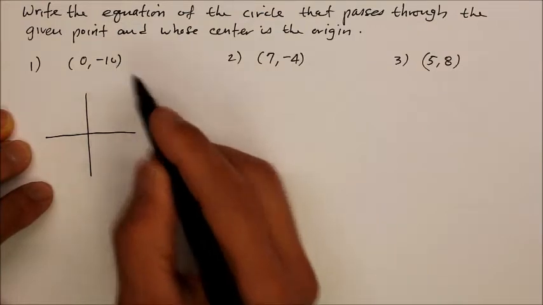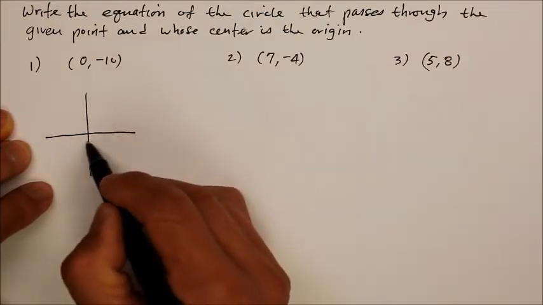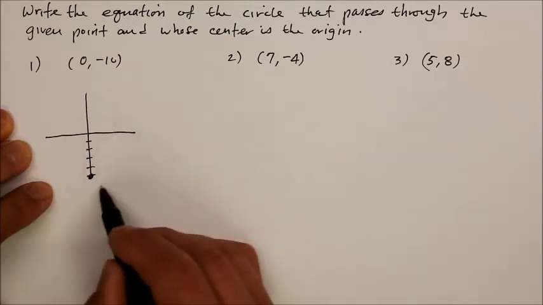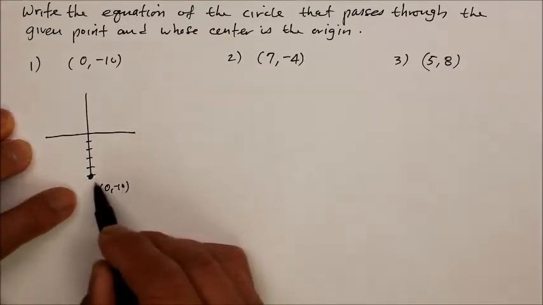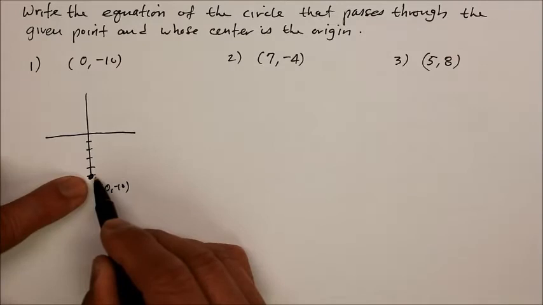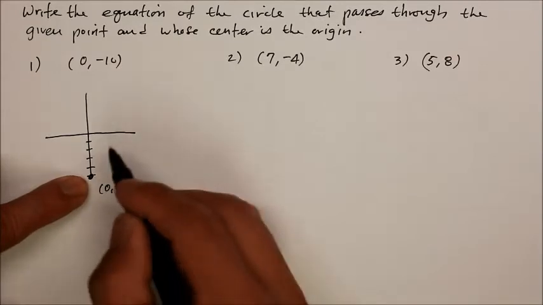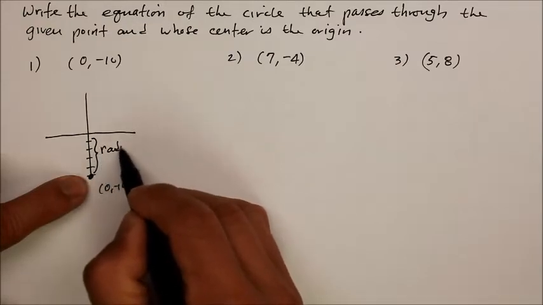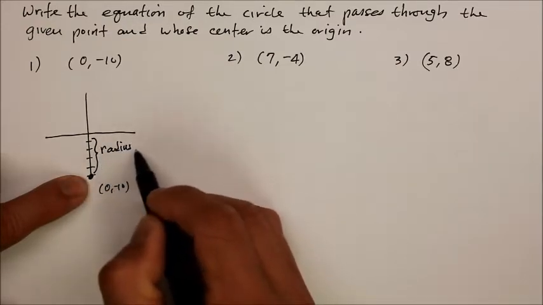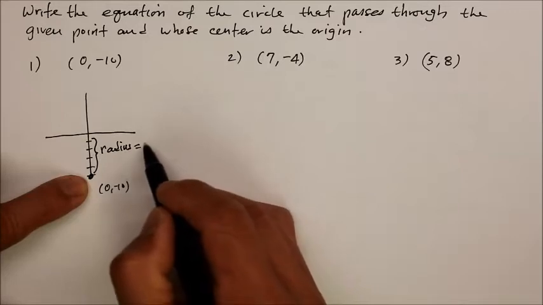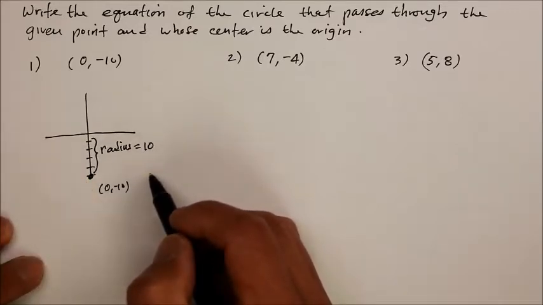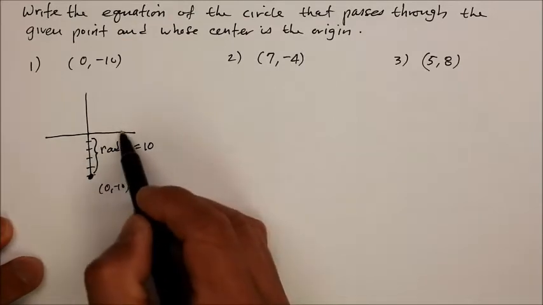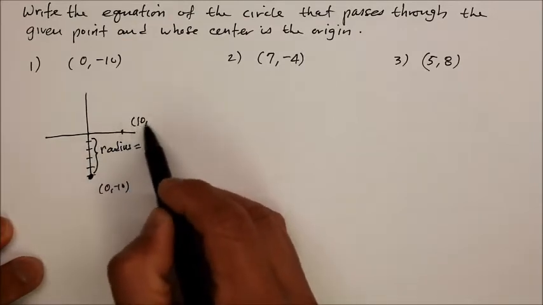The coordinate is 0, negative 10. So the 0 and 2, 4, 6, 8, 10. 0 and negative 10. And that is a point on the circumference. Well, it turns out that also happens to be the radius. Radius is 10. Okay? So if it's radius this way from the origin to that circumference, it must also be true this way. So it must be 10 and 0 here.